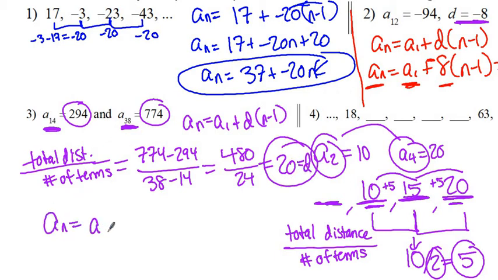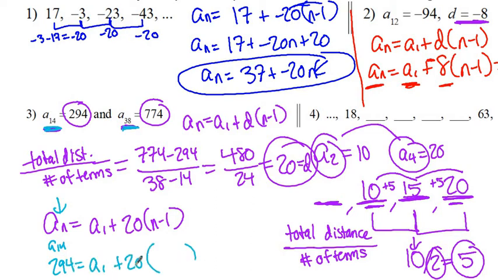So now we can do this. So now we know A1, we don't know that. We know that the D is 20. And now what can we do? Now we're back at a problem like number 2. So see if you can finish this right now by plugging in either one of these points. I'm just going to plug in A sub 14. So A sub 14 is 294. Still don't know A sub 1. We know this is 20. And we know since we're dealing with A sub 14, that means n right here has to be 14. So 14 minus 1.